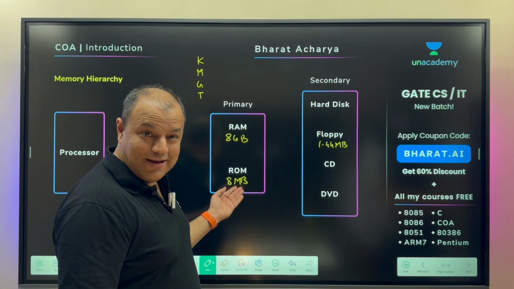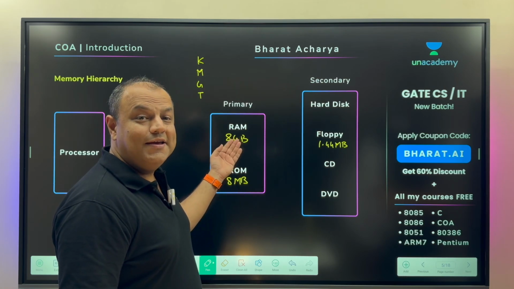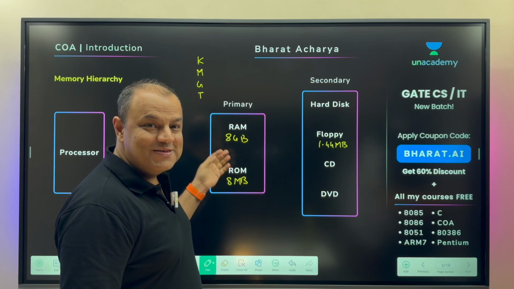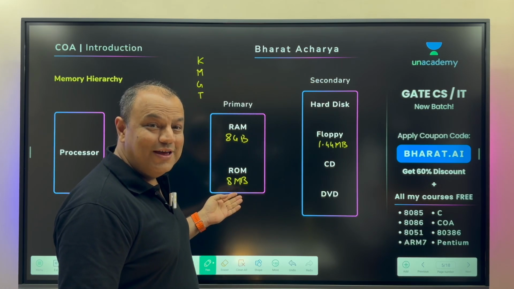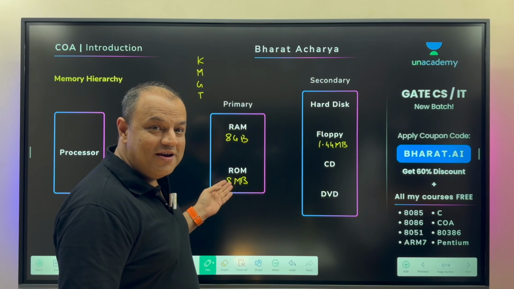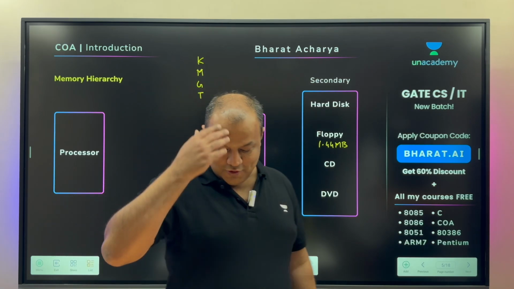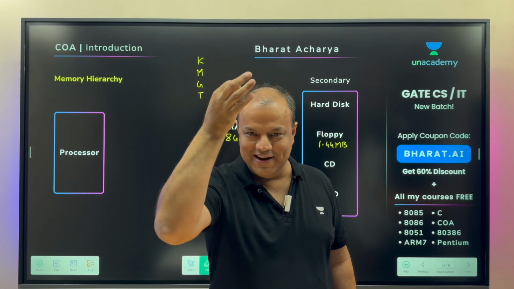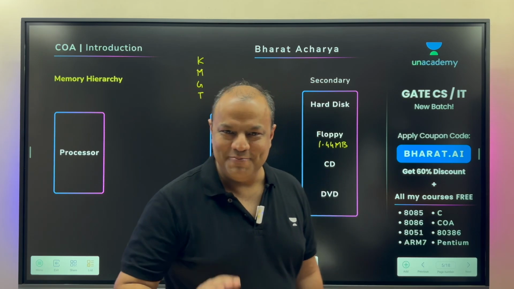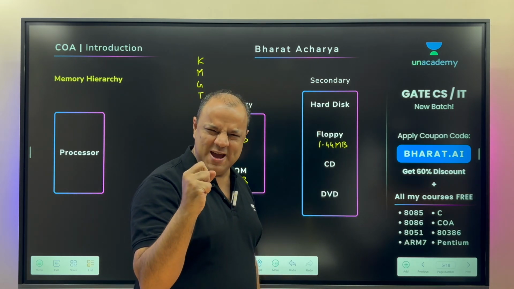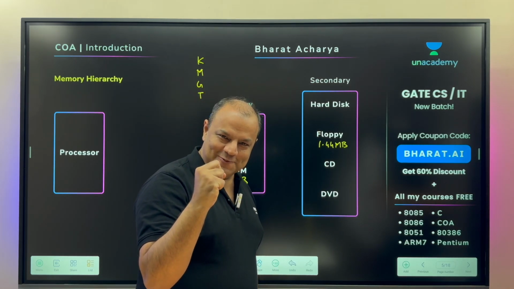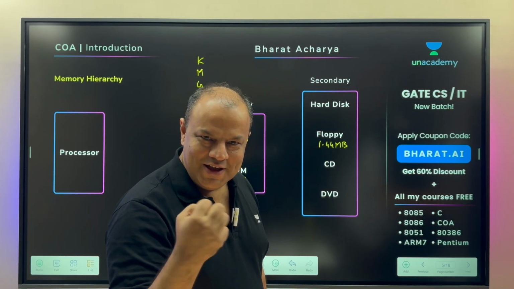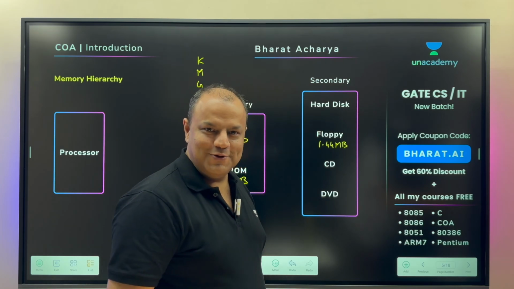ROM is 8 mega. RAM is 8 giga. What did you instantly understand? RAM is 1,000 times more than ROM. ROM is 0.1% of RAM. If my whole body is the physical memory, this is ROM. The remaining is all RAM. So your primary memory is mainly RAM. When I say the word memory, the first thing that should come to your mind is RAM. ROM is negligible compared to the size of RAM.